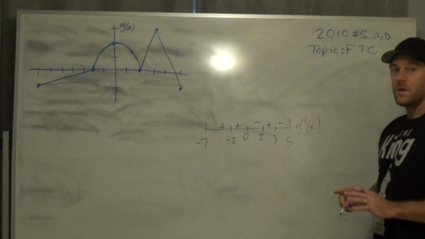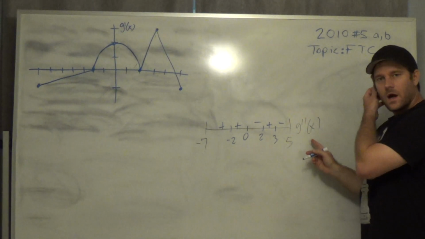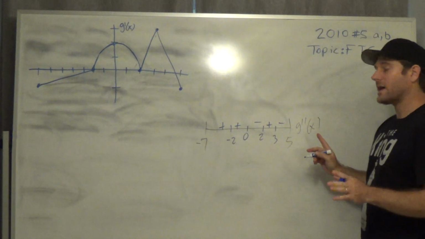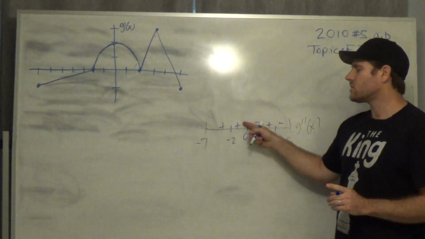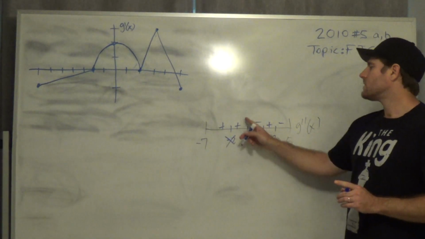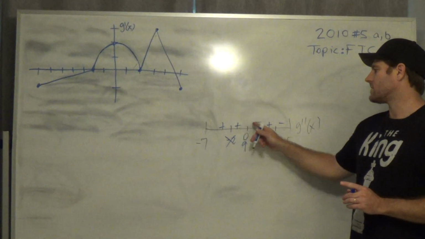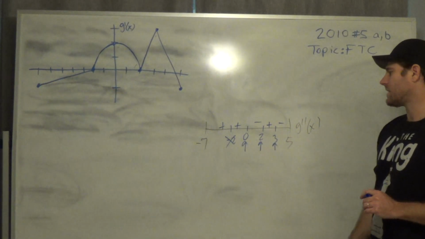Okay, now, if you did not label your sign chart, you can't use what we're using here. But let's go ahead and look. The second derivative is positive. That means g is concave up. Still concave up. Concavity didn't change. That's not a point of inflection. Changes from concave up to concave down. Changes from concave down to concave up. And concave up to concave down.